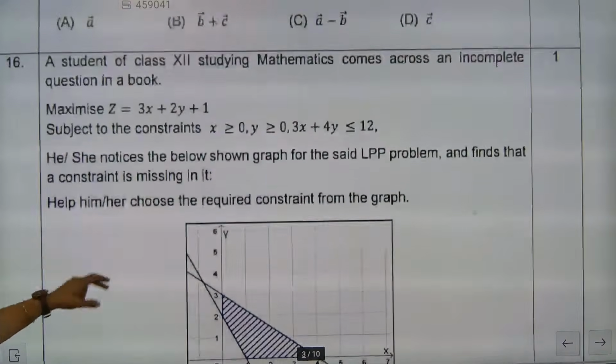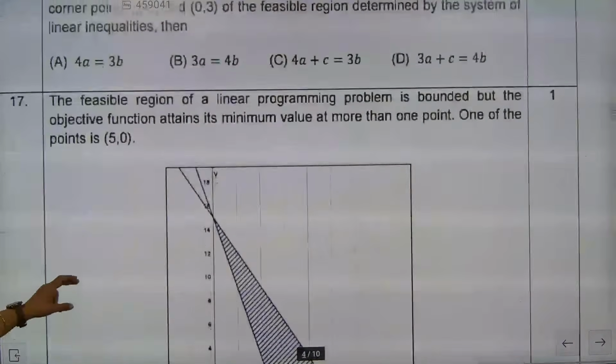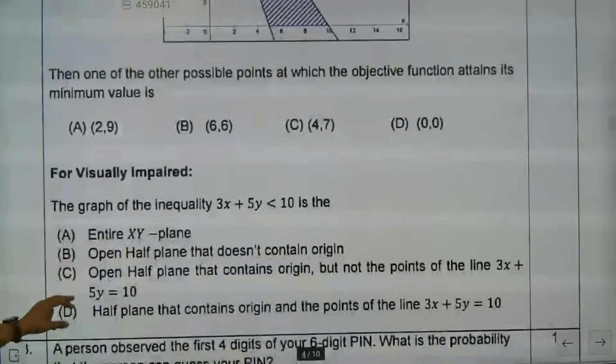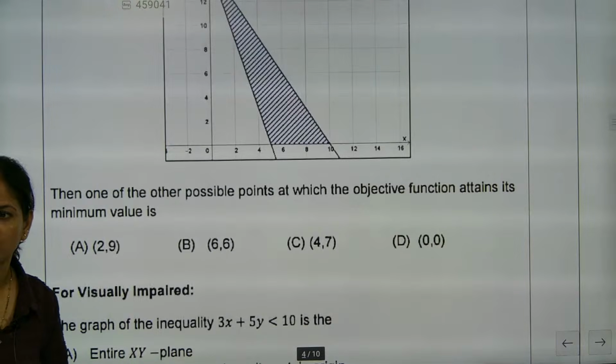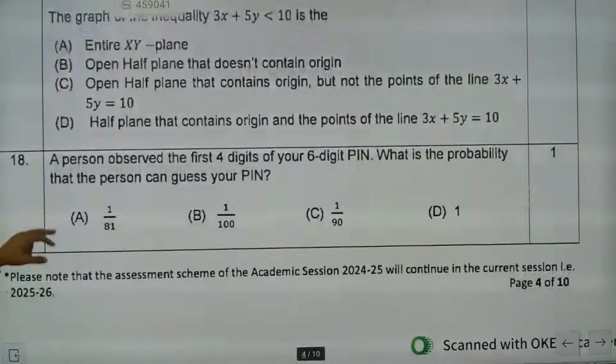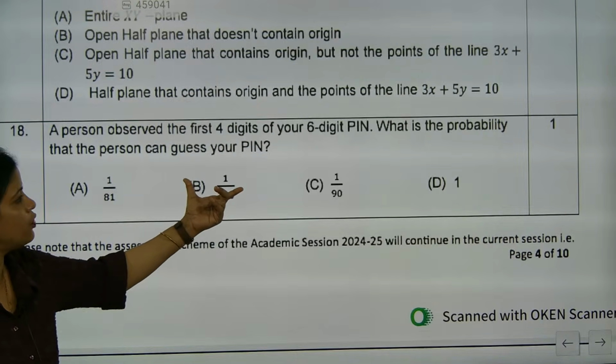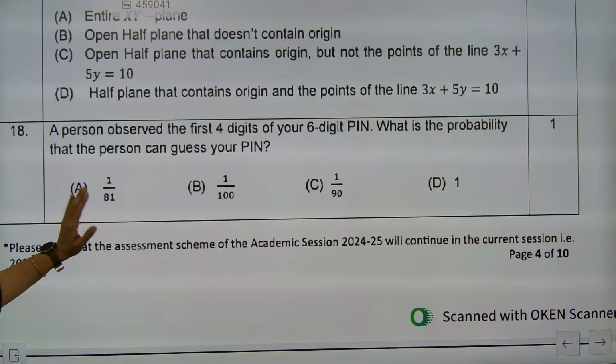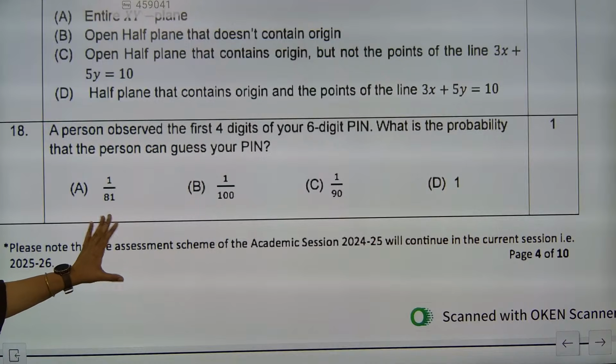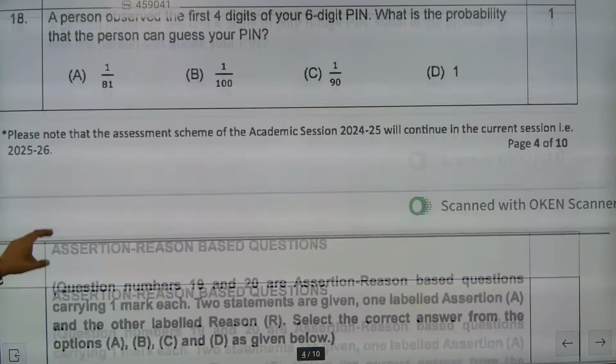After that, you see 2 questions of linear programming, which they have given very nicely, and they have asked about visibility. Understood or not? After that, a question came directly from probability. That question was not a big board-level question. It's easy, you get a direct question, and that is an NCERT question.